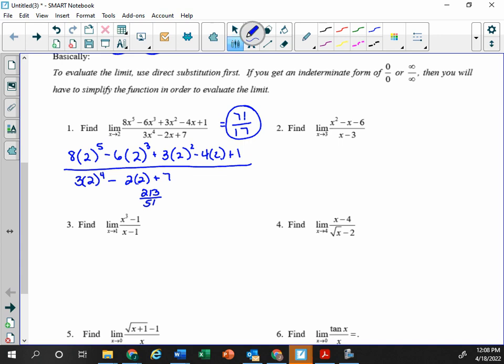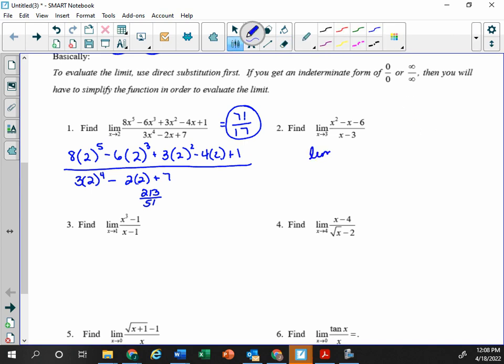Let's look at that. We've got issues on this one. What if I plug 3 in right away? Yeah, you end up with 0 over 0, okay? That is an oh no. We cannot do that, okay? So, you're just going to factor and see if you can reduce this at all.